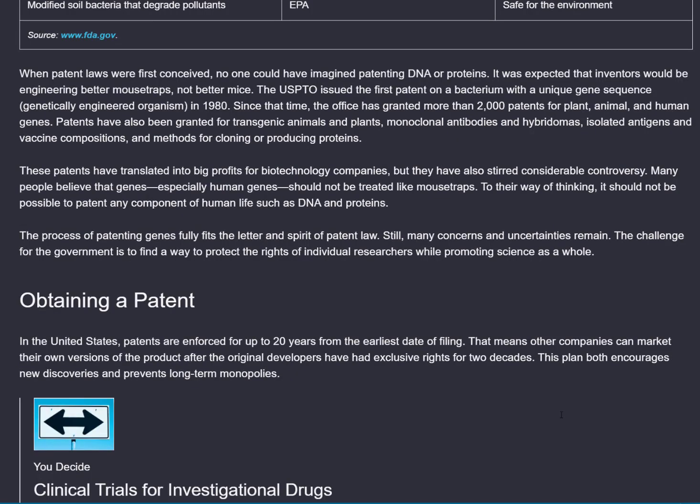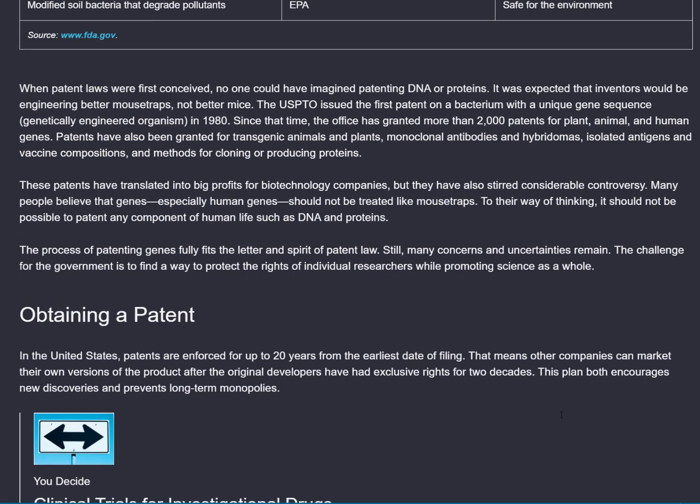Modified soil bacteria that degrade pollutants. EPA: safe for the environment.